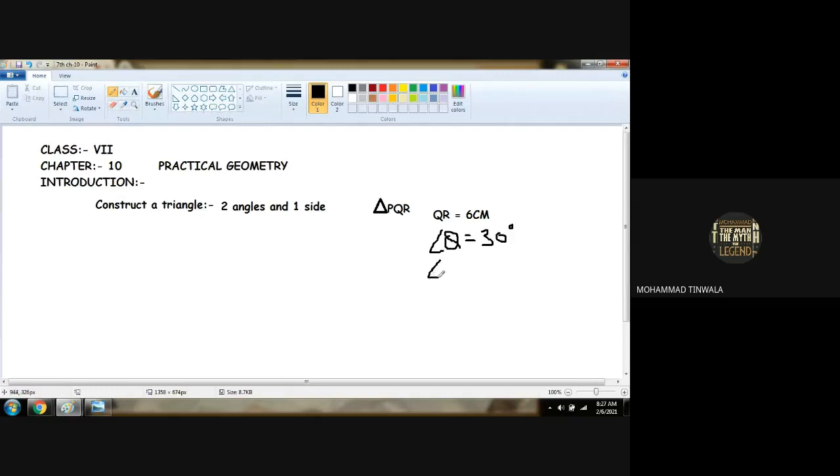And angle R is 100 degree. Now we have to construct this triangle. Okay, boys?